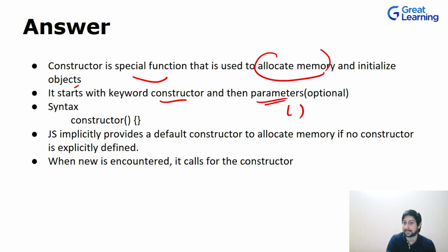So in this case, the parameters will always be optional. You can have the constructor with this, or you can have A and B or roll number, whatever is the case. So you can have parameters as well. And the simple syntax is that you will have a constructor which is used to initialize the objects.